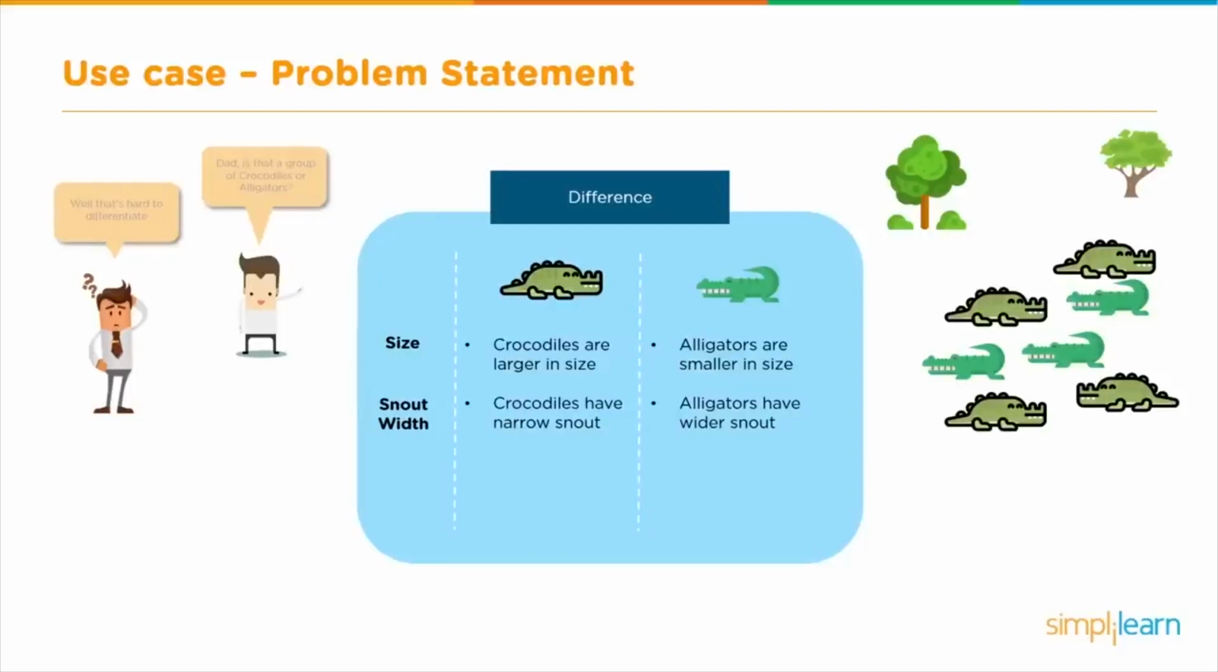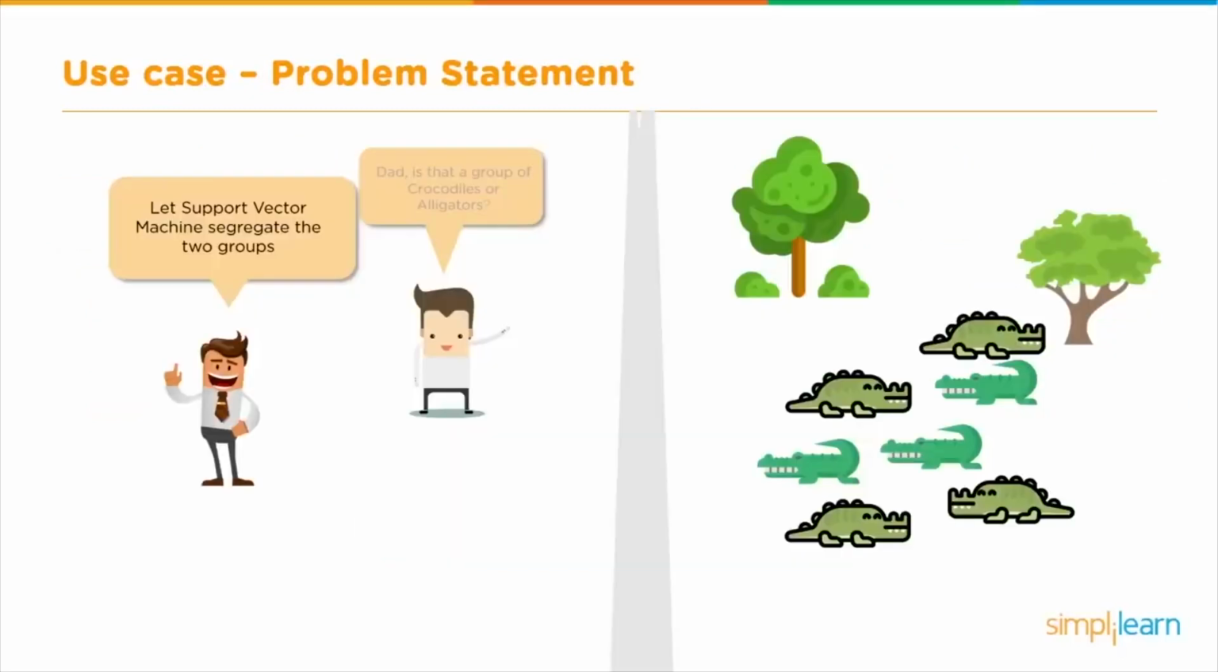And of course, in the modern day and age, the father's sitting here thinking, how can I turn this into a lesson for my son? And he goes, let a support vector machine segregate the two groups. I don't know if my dad ever told me that, but that would be funny.